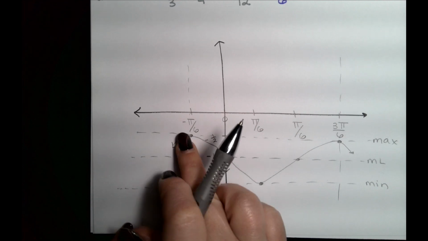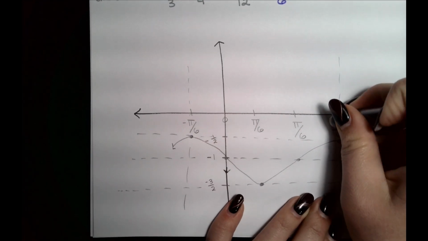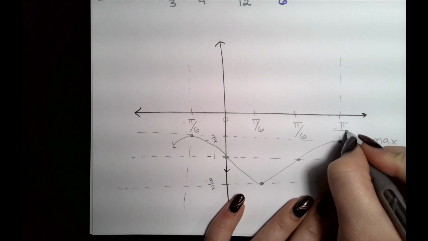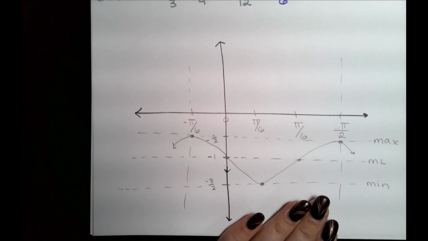Now let's go and simplify. Nothing needs to be simplified. Only this 3 pi 6. 3 goes into 3 once. 3 goes into 6 twice. This ends up being a pi half.